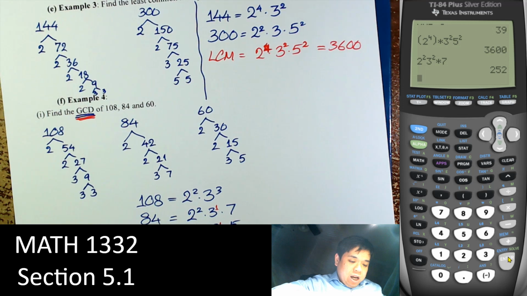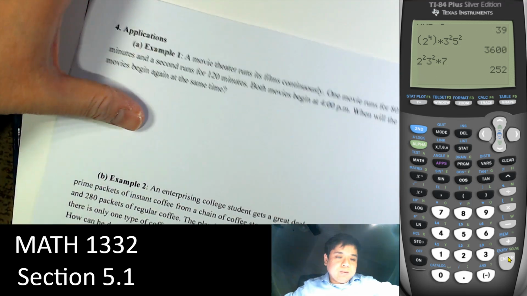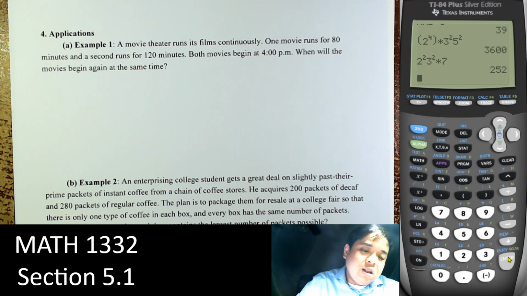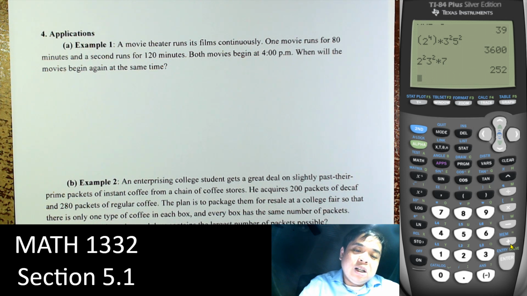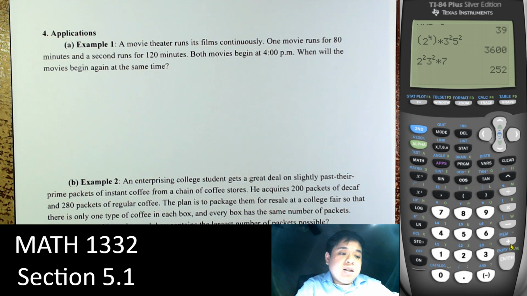Now we have some application problems. Movie theaters run each film continuously. One movie runs for 80 minutes, the other one 120 minutes. Both movies begin at 4 p.m. When will the movies begin at the same time again?